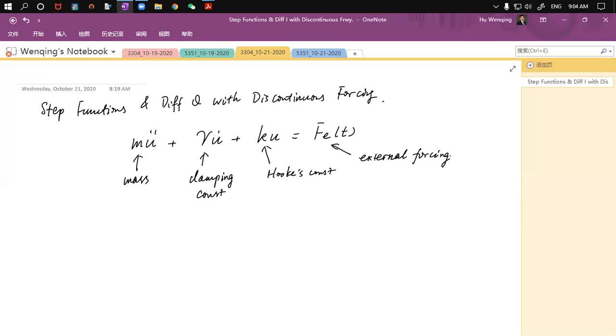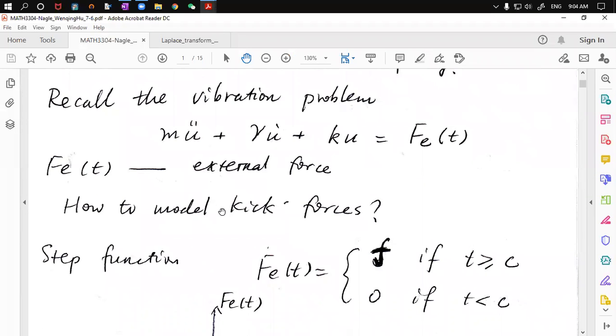So this is the second order differential equation that can model the vibrations. Let me remind you that u is the relative displacement with respect to the equilibrium position of the mass, and we're going to let the downward direction be positive. So that's the basic setup of this problem.